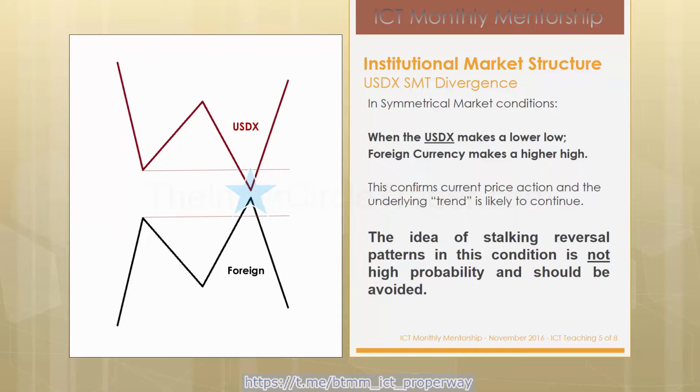Now, the idea of stalking reversal patterns in this condition is not highly probable. In fact, you want to avoid it altogether. The reason why is because, for instance, let's take a look at the dollar index example here with the red line. Okay, we're going to look at the likelihood of that old low being violated, as we see here. And if we see that old low violated and we see a higher high in foreign currency, that confirms the down move in the dollar index.